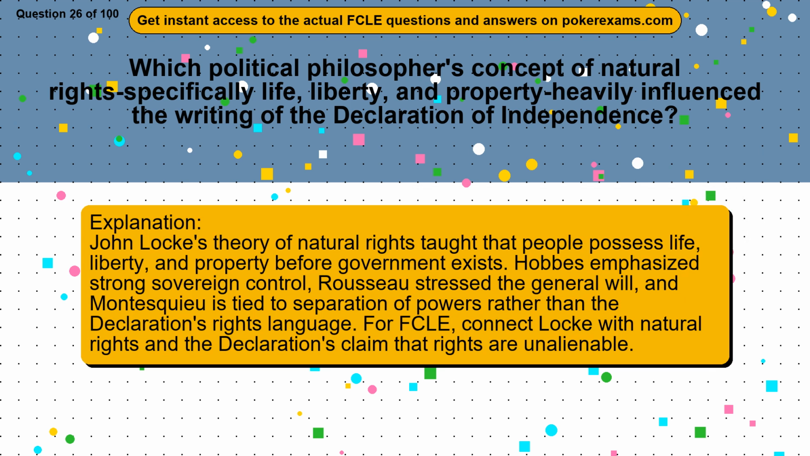John Locke's theory of natural rights taught that people possess life, liberty, and property before government exists. Hobbes emphasized strong sovereign control, Rousseau stressed the general will, and Montesquieu is tied to separation of powers rather than the Declaration's rights language. For FCLE, connect Locke with natural rights and the Declaration's claim that rights are unalienable.